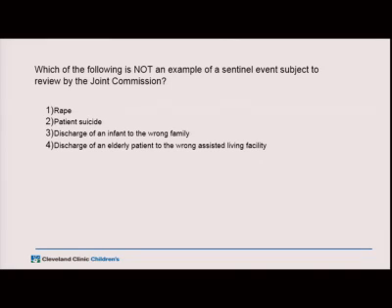So actually, rape is a Sentinel event, and it was included in the list that I provided. So just make sure to go through that list prior to the test. The correct answer will be number 4, discharge of an elderly patient to the wrong assisted living facility. The other options, patient suicide and discharge of an infant to the wrong family, are also Sentinel events.